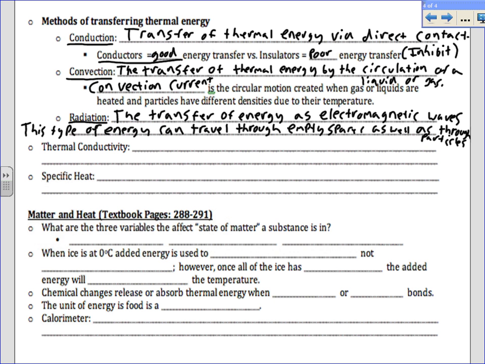As well as through particles. And electromagnetic waves can be written as EMW. Okay? And those are infrared and visible light. A good example of that can be found on page 284, figure 7. Okay? And an example of this would be the sun. We get a lot of heat and thermal energy from the sun.